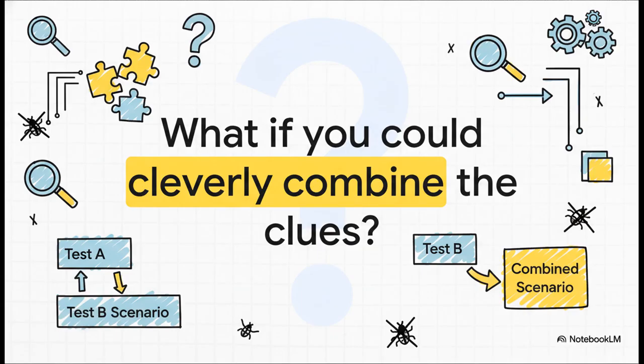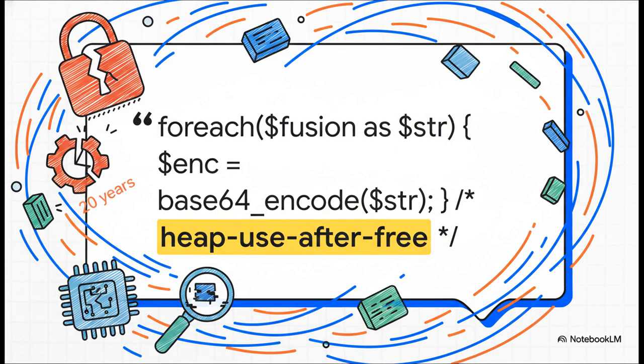What if you could take these simple, unrelated tests and cleverly merge them together to create brand new, complex scenarios that no developer had ever even imagined testing? And here's what happens when you do that. By fusing those two simple tests, the system created a new program that tries to do something really weird. It tries to base64 encode a piece of an XML document. No one would ever write code to do that on purpose. And that totally unexpected combo immediately triggered a severe bug. A bug that had been hiding undiscovered in PHP's code for over 20 years.